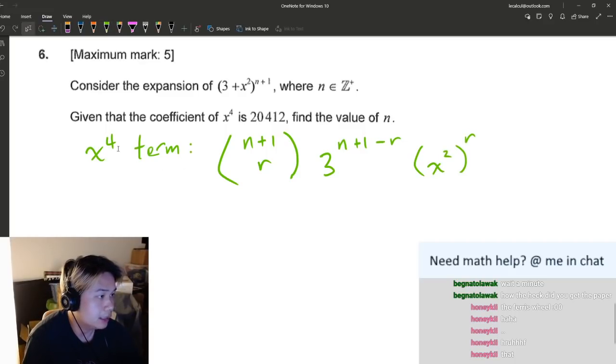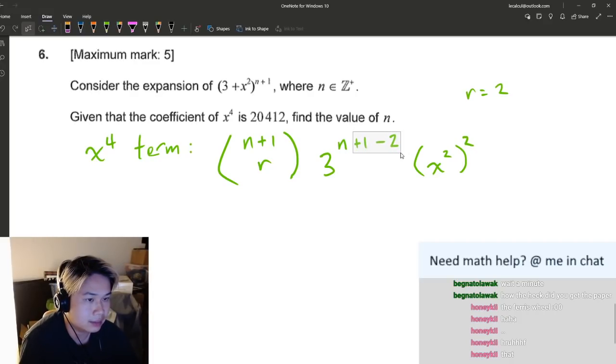Okay, now because this is the x to the power of 4 term, then look at the factor of x here. We need it to be x to the power of 4, so this means that we can say that r is going to be 2, because x squared to the power of 2 is going to be x to the power of 4. So now I know that all of these are going to be just 2. And then plus 1 minus 2 is minus 1. And this is 2.